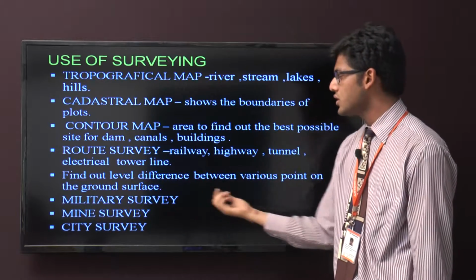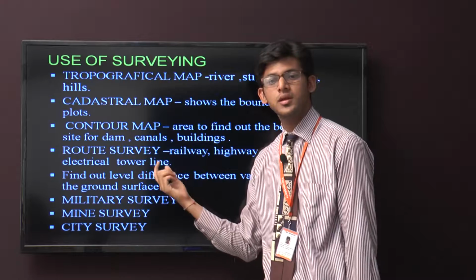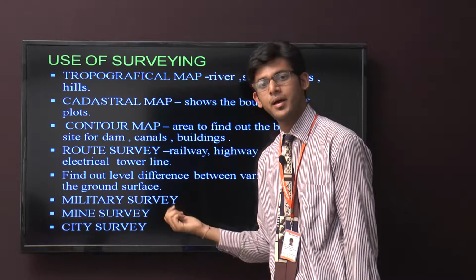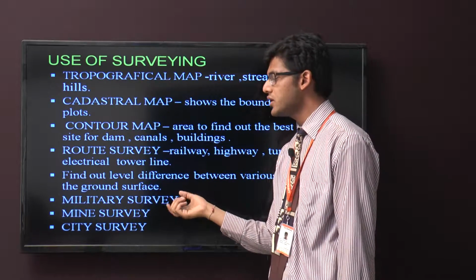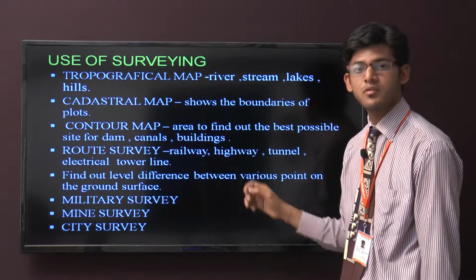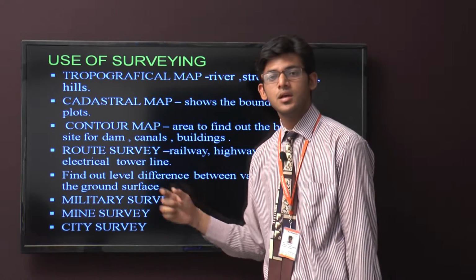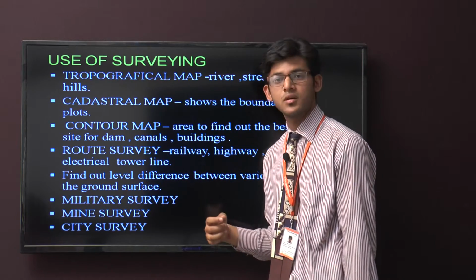Last is finding the level difference between various points and the ground surface. When you have many points on a hill, you can easily do the surveying by the leveling method and height instruments. So this is how it is done. In the same way, for military surveys, mine surveys and city surveys, you can directly use surveying. So this is how surveying works. In the next topic, we will see two methods, linear measurement and angular measurement. Thank you so much.